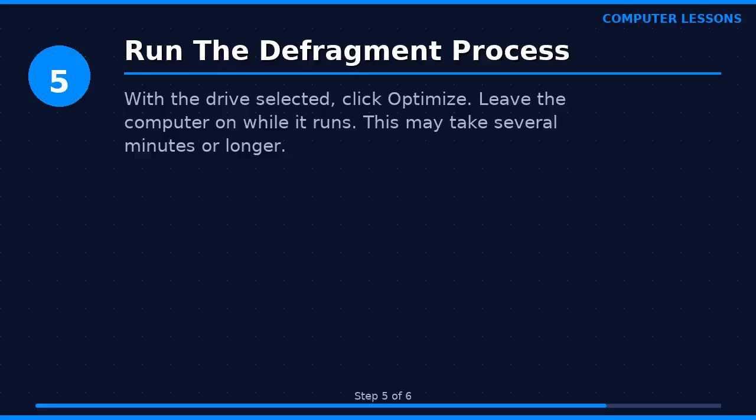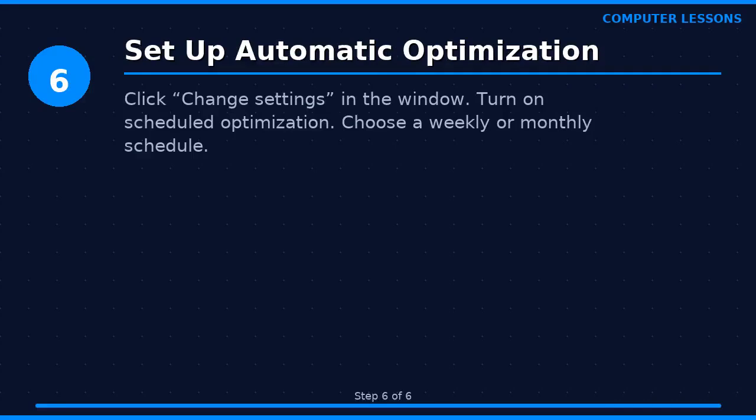It might take a few minutes, might go into overtime. Last step, you click Change Settings, flip on Scheduled Optimization, weekly or monthly, and let Windows handle the maintenance. Clean drive, smoother game, faster machine, now that's a winning performance.